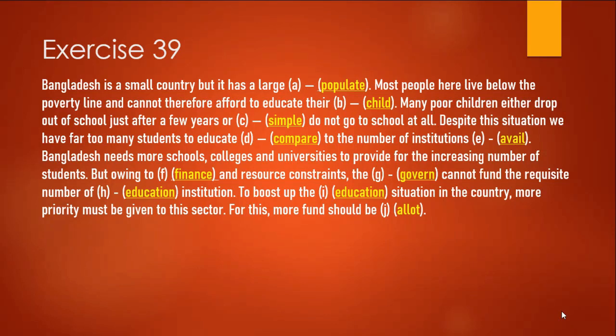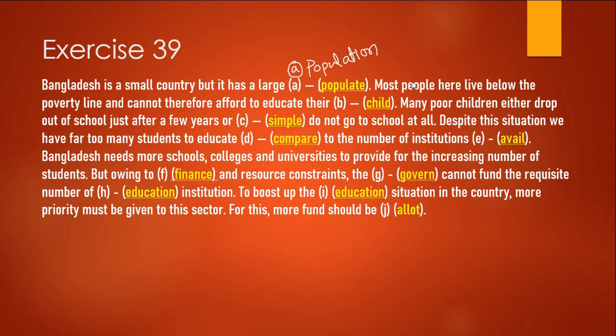Dear students, now we will solve some exercise. Let's start with exercise number 39. The question is given in the slide or on the screen. You can see the question. So let's start. Bangladesh is a small country, but it has a large populate. So large is an adjective, and after that we need a noun. So it will be population. Okay. So A number answer is population.